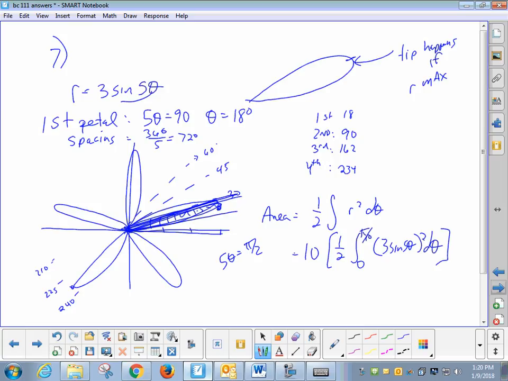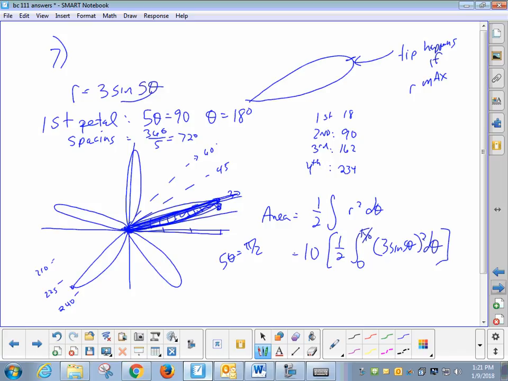Calculate that, you can use your calculator. Wait, could you do that part one more time? Sure. So I'm trying to figure out where this part of the rose was made, what angles. Now I know that sine starts at 0, so the start of that petal started at 0. And as theta gets bigger, I'm going further and further out. So I'm making this curve starting at theta and going until I reach that furthest out place.